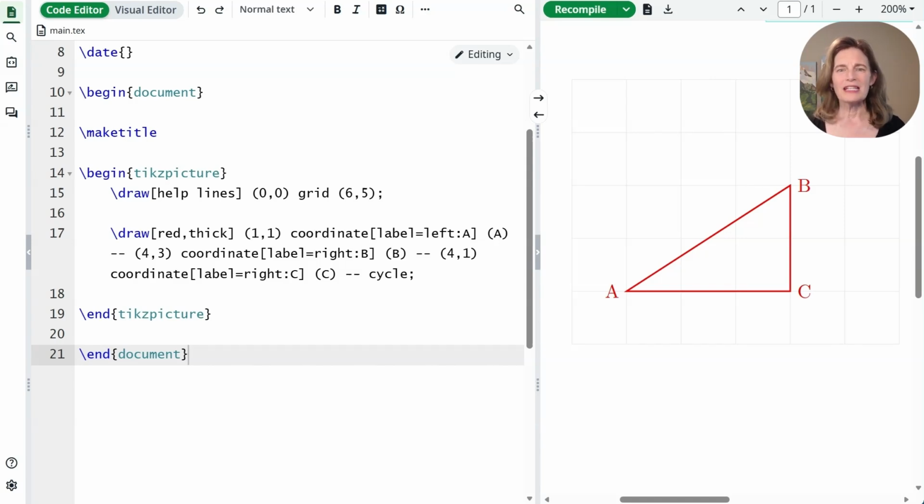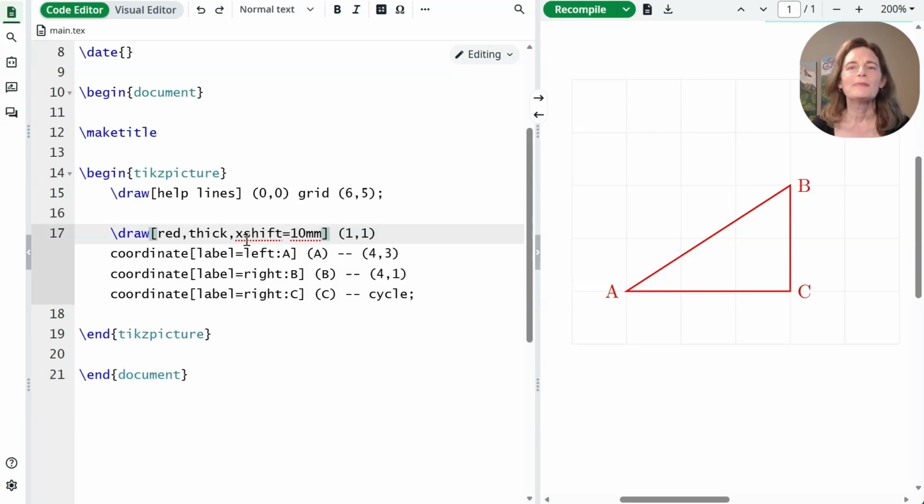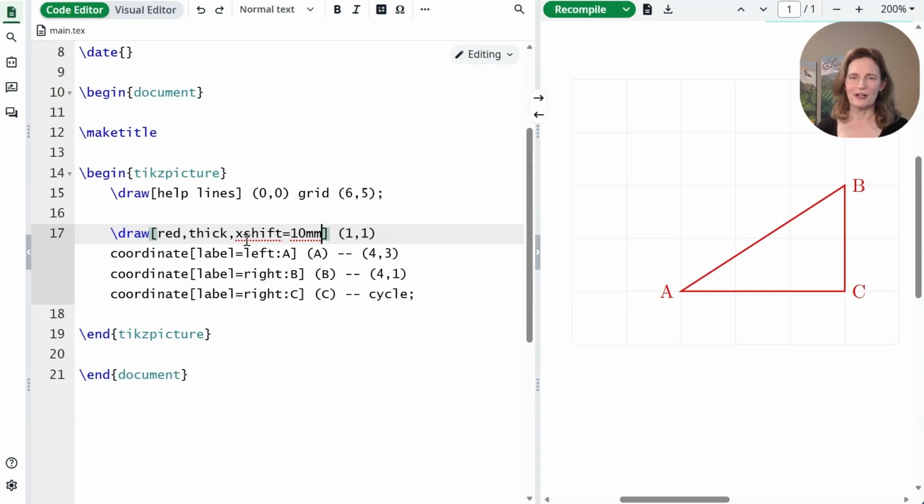There are 3 shift commands, which are xshift, yshift, and just shift. The first 2 shift in just one direction, and they require units like millimeters. The third shifts by a coordinate and can be unitless. Let's try it out. If I put xshift equals 10 millimeters as an option on the draw command, the entire triangle shifts to the right by 10 millimeters when I compile. Let's watch. And there you go, it moved.